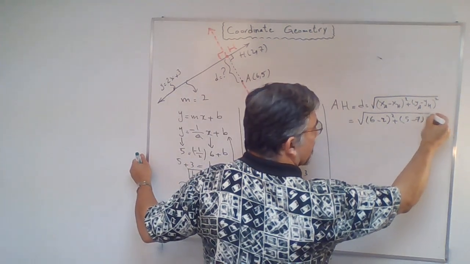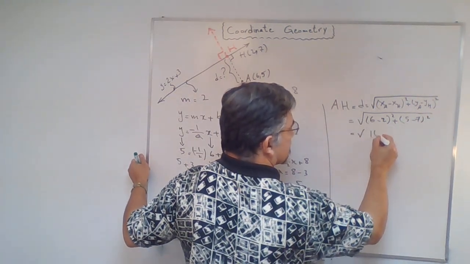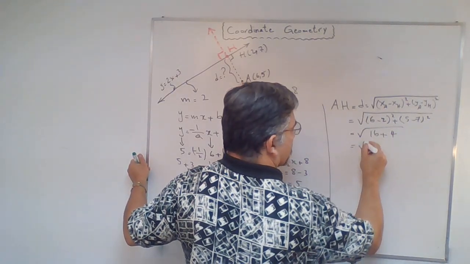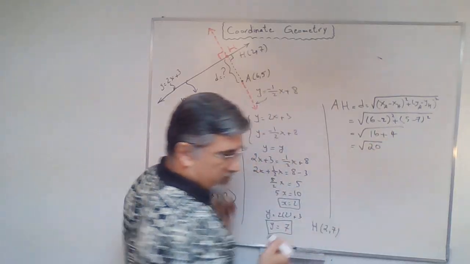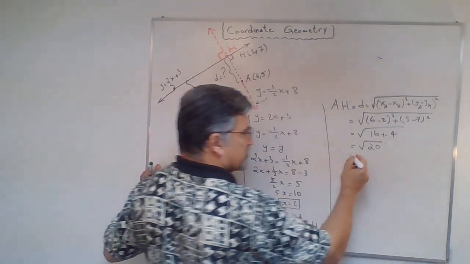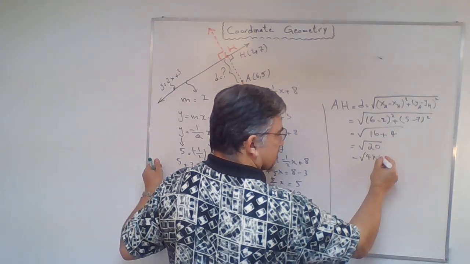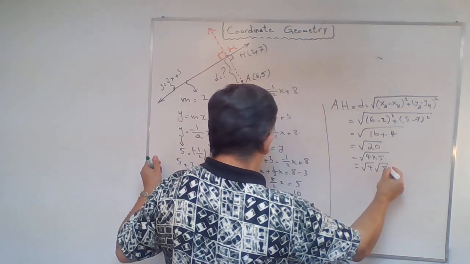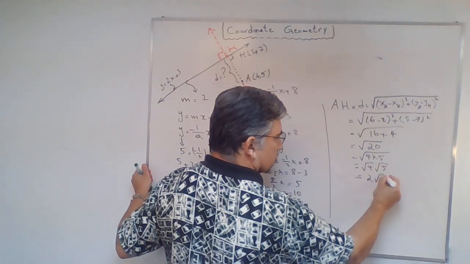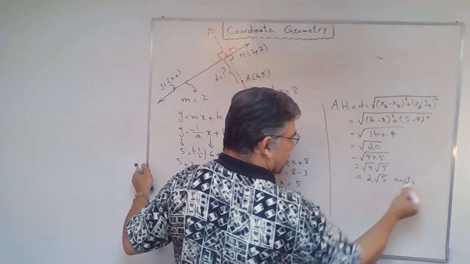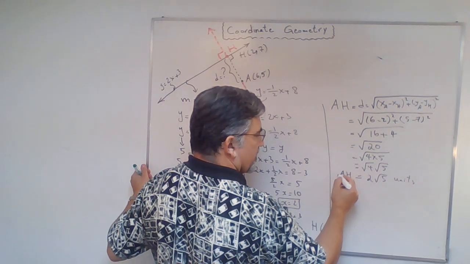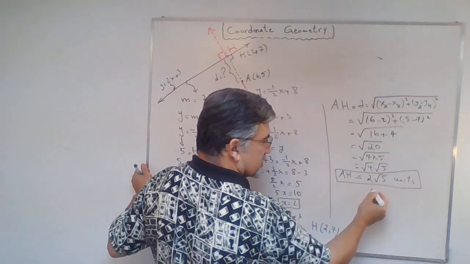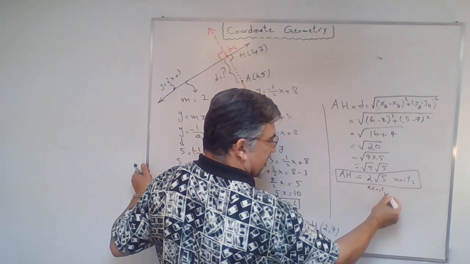We just got it. And this is going to be 16 plus 4. So that would be square root of 20, in other words. Now, 20 can be broken down as 4 times 5, clearly. So this would be square root of 4 times square root of 5, which is 2 square root of 5 units. Okay, so the distance between point A and the line is 2 square root of 5 units, and this is called the exact value, of course.